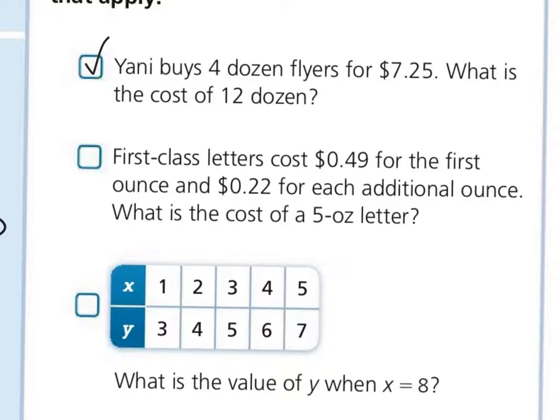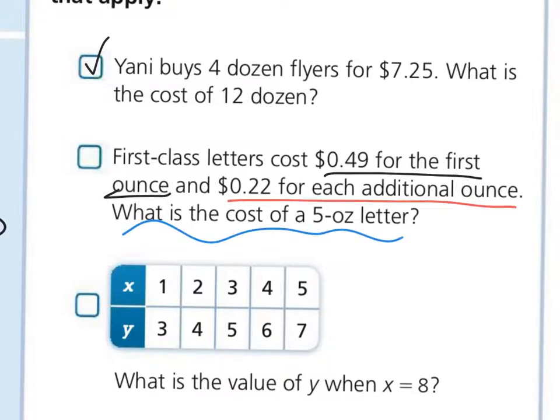The next one, first class letters cost 49 cents for the first ounce and 22 cents for each additional ounce. What is the cost of a 5-ounce letter? So this one, since there's a different price based off how many ounces, that one would not be proportional reasoning. It doesn't mean we can't figure it out. We could figure it out.